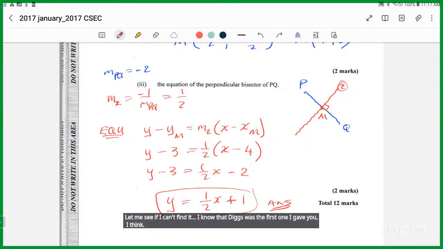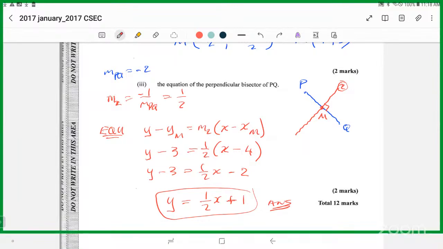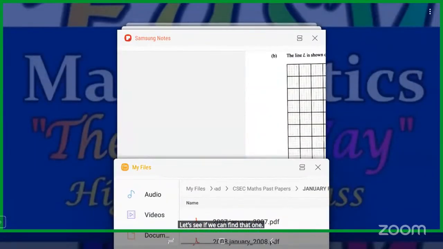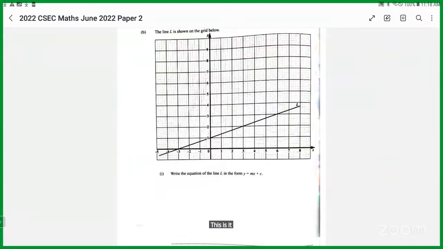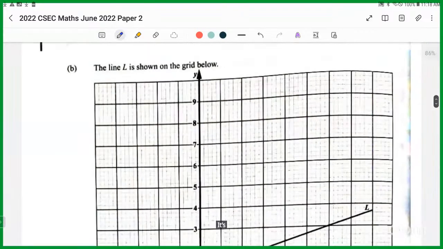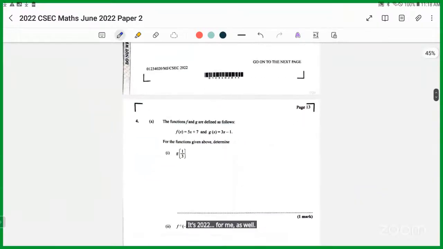2017. The next one I gave you was 2022. So let's see if we can find that one. I think this is it. Alright, 2022. It's 2022 number 4B as well. Alright, this is the question.